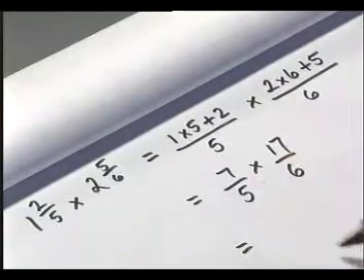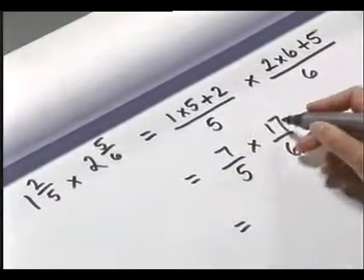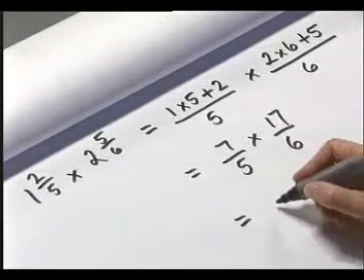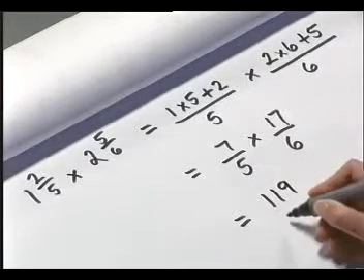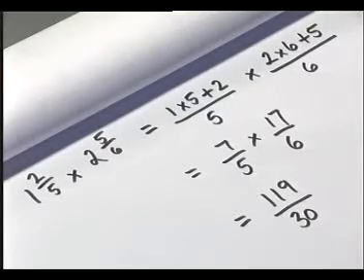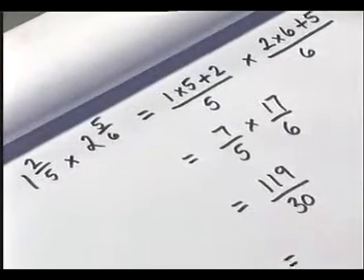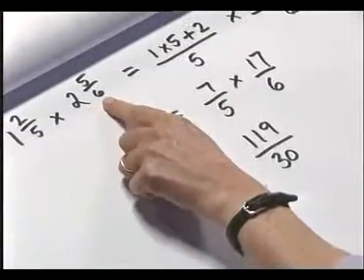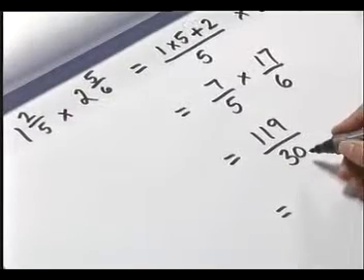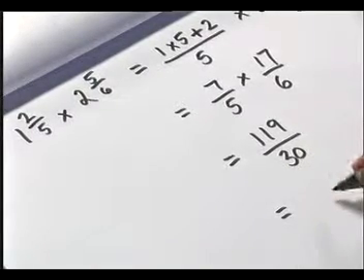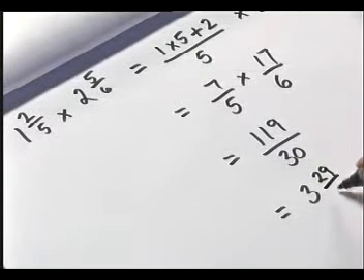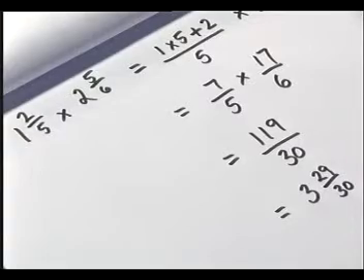Quick check. No, there's nothing we can cancel there. So 7 times 17, 7 10s are 70, 7 7s are 49, so that's 119. 6 5s are 30, so that's 119/30. And we had mixed fractions to start with, so let's turn this back into a mixed fraction. Well, 3 30s are 90, so that's 3 whole ones and 29/30 left over.